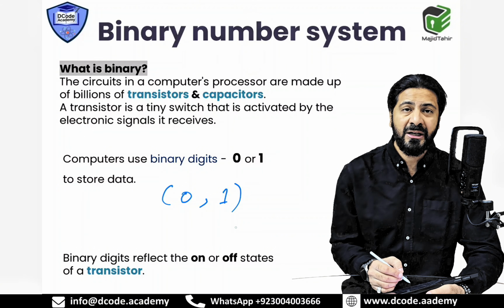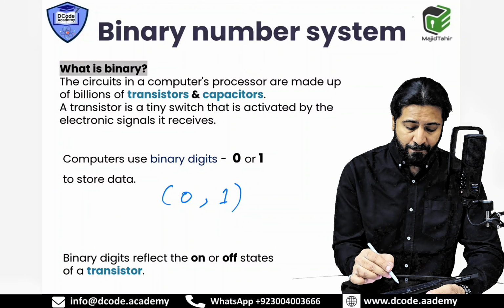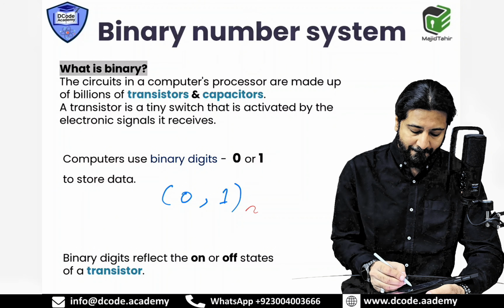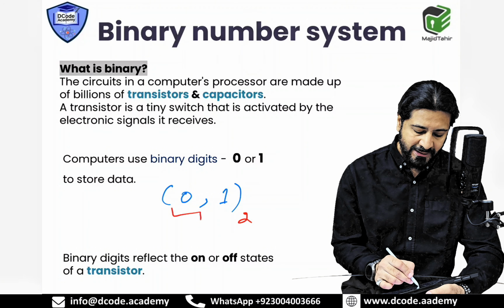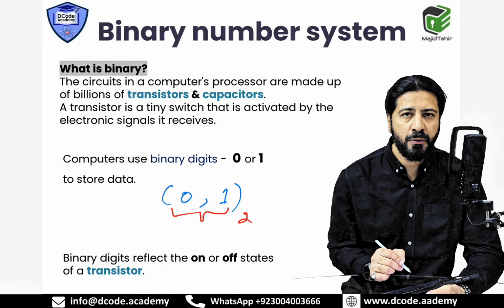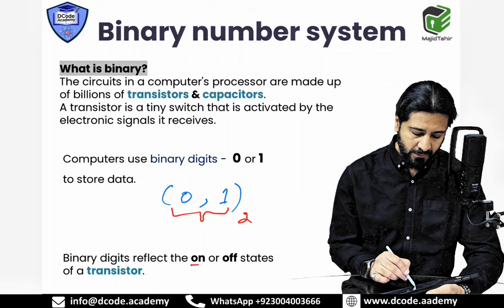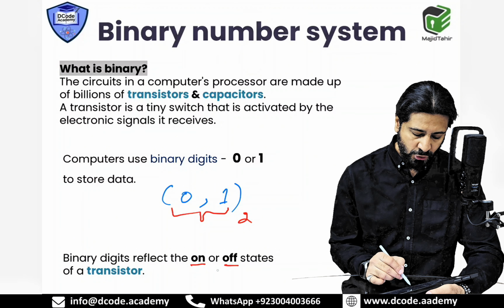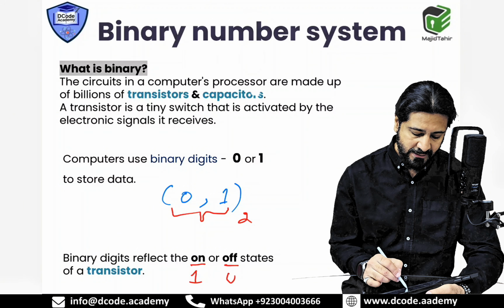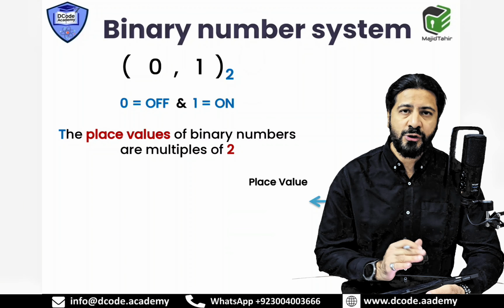So in the binary number system, the base is going to be 2. Why 2? Because there are only two numbers. That is why. And the options are on or off. So on reflects 1 and off reflects 0. 0 is off and 1 is on.